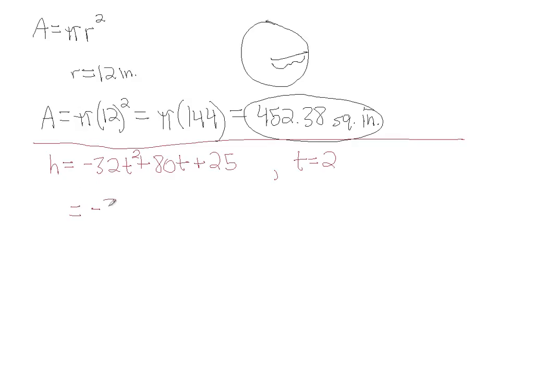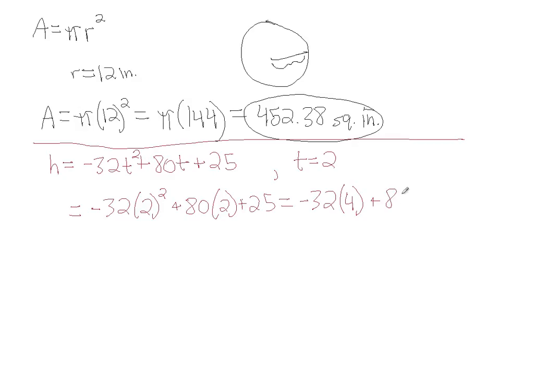So we have minus 32. Everywhere we see t, we're going to plug in 2. So we have times 2 squared plus 80 times 2 plus 25. Order of operations says we deal with the exponent first, so we have minus 32 times 2 squared. 2 times 2 is 4.